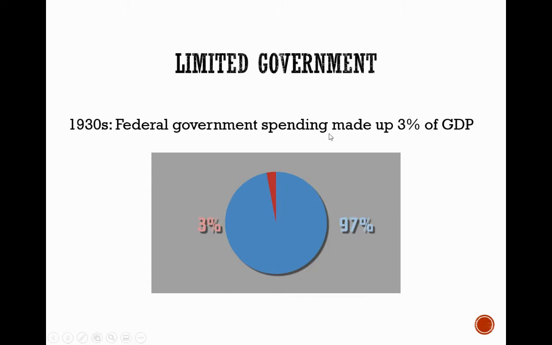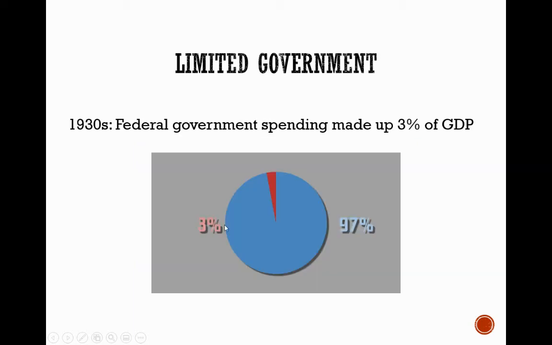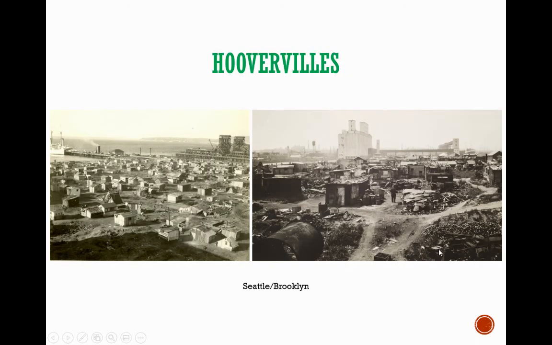The federal government spending only made up about 3% of the total GDP of the country, right? So 3% versus today, it's about 20%, right? So back then, 3% is how much money the government would spend in the economy. Very limited government, whereas today, even though the United States still practices some forms of limited government, they actually do spend a lot more money on their citizens. Okay, so people were in very desperate situations.